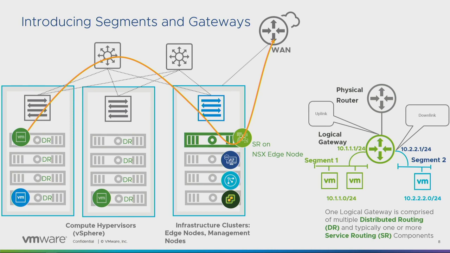So again, I want to stress this. Every logical gateway in NSX is comprised of typically at least one SR component and multiple DR components, as many as there are ESXi hosts.